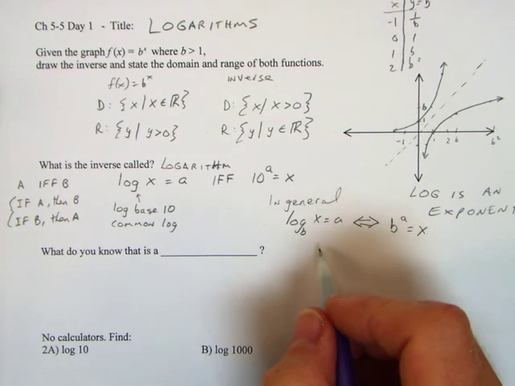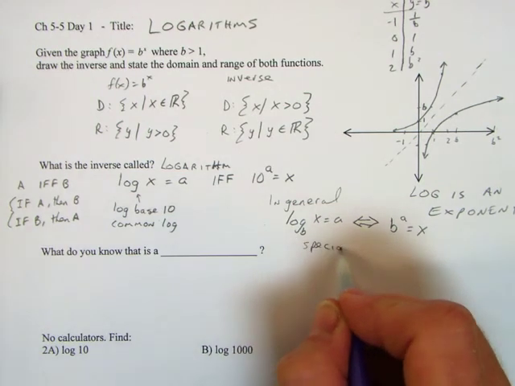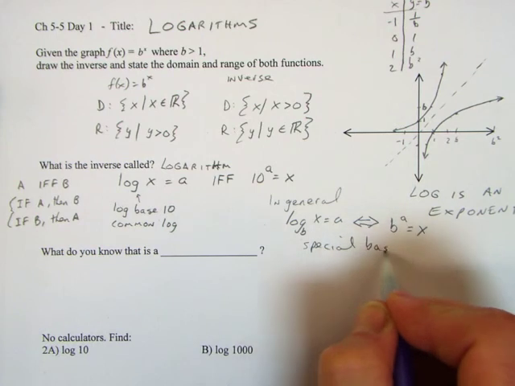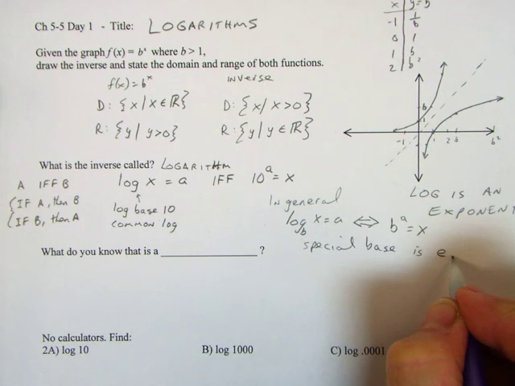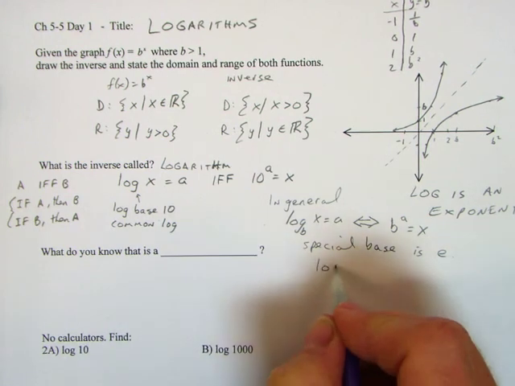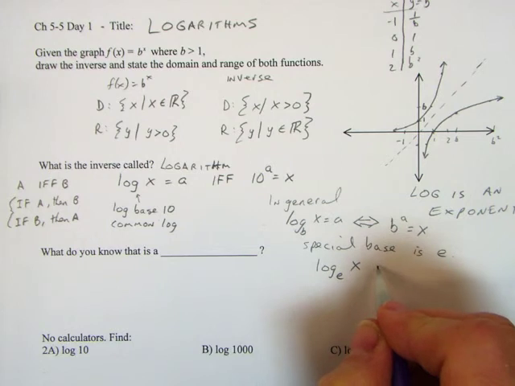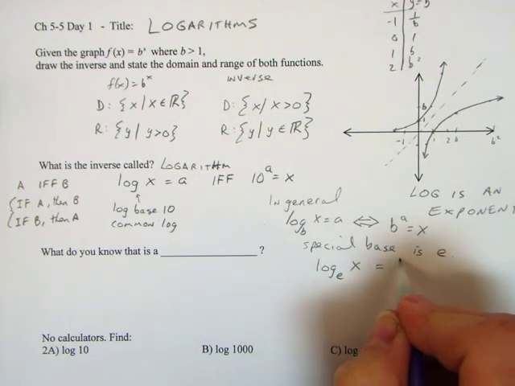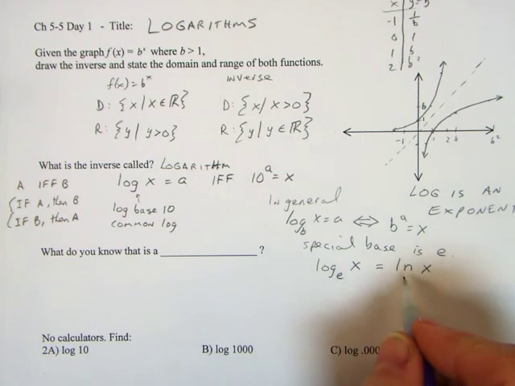Now there's a special base, and the special base is e. So what we get on there is log base e of x, and this is the same thing as writing natural log. That's what ln means. It's French, and it stands for, if I actually had a French accent, log naturel.